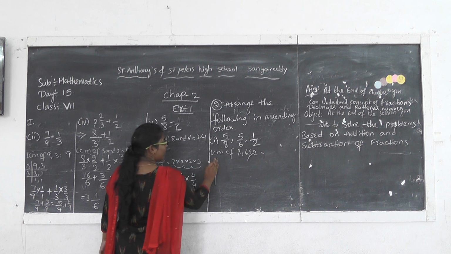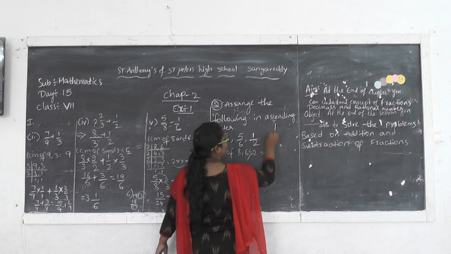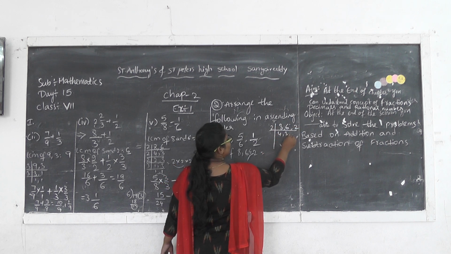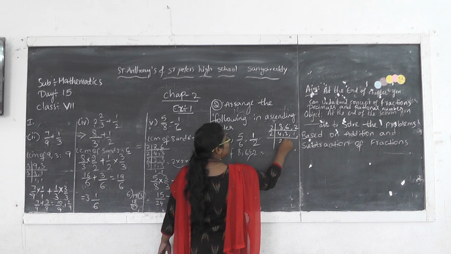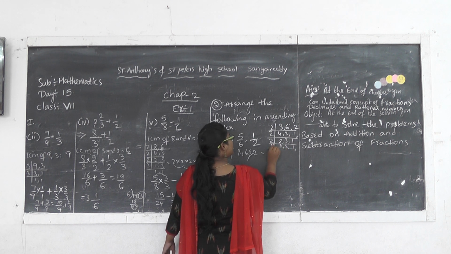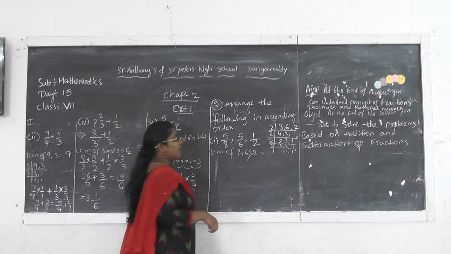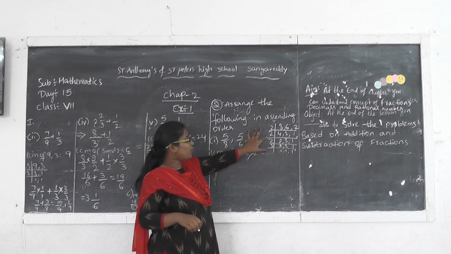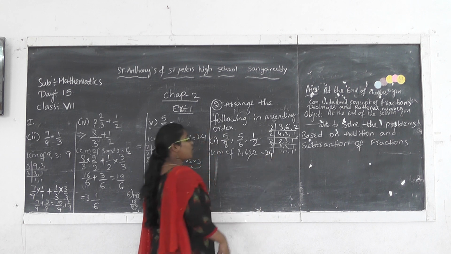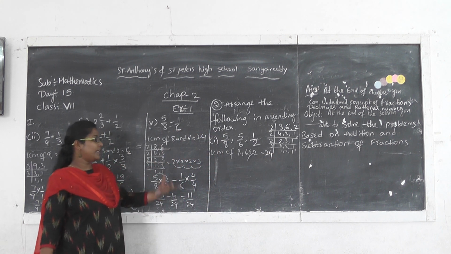8, 6, 2. 2 3s are 6, 2 1s are 2, 2 2s are 4, then 3 1s are 3, 1, 1. Now 2 2s are 4, 4 2s are 8, 8 3s are 24. Here also we got the LCM of 8, 6 and 2 is 24.